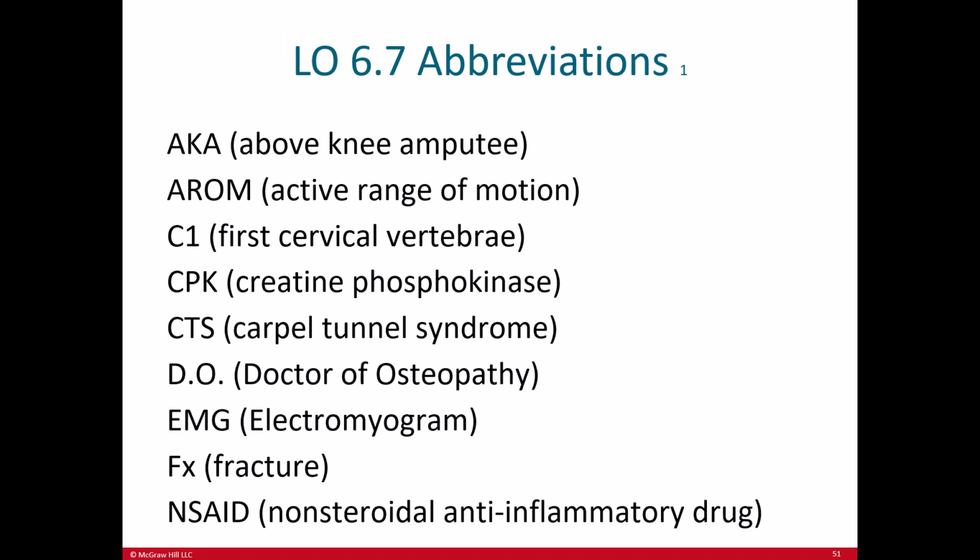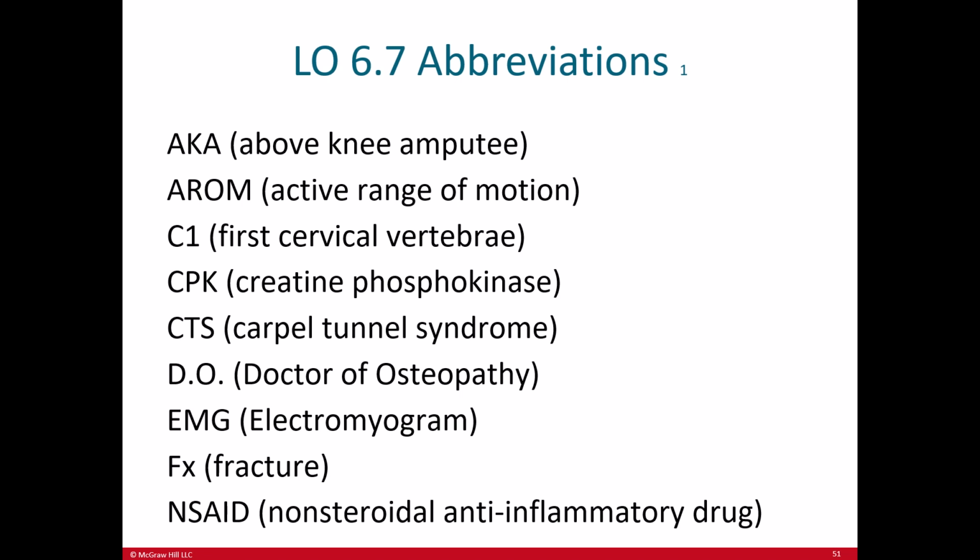Learning outcome 6.7, abbreviations. So in medical terms, AKA is not also known as, it is above knee amputee. AROM is active range of motion. C1 is the first cervical vertebra. CPK is creatine phosphokinase. Then we have CTS, which is carpal tunnel syndrome. We have DO, which is a doctor of osteopathy. EMG, which is electromyogram. FX, there's another one of those X like we had for biopsy, but FX means fracture.